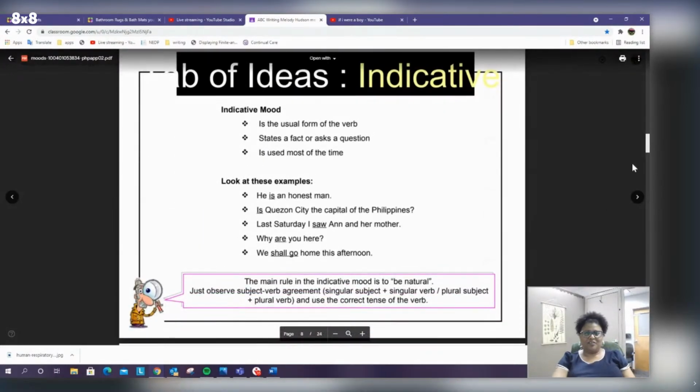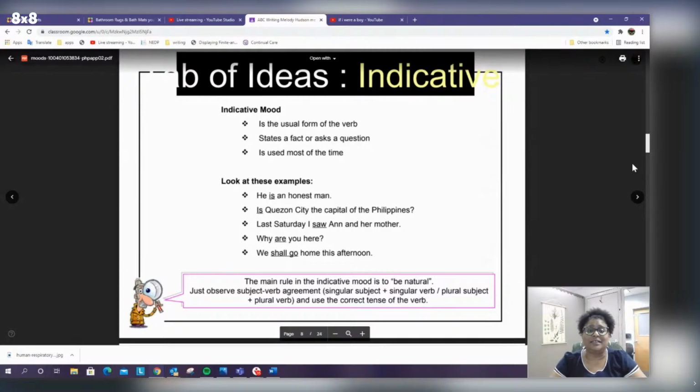So, the indicative mood is the usual form of the verb. It states a fact or asks a question and is used most of the time. Look at these examples. He is an honest man. Is Quezon City the capital of the Philippines? Last Saturday, I saw Anne and her mother. Why are you here? It asks a question. Why are you here? It states a fact.